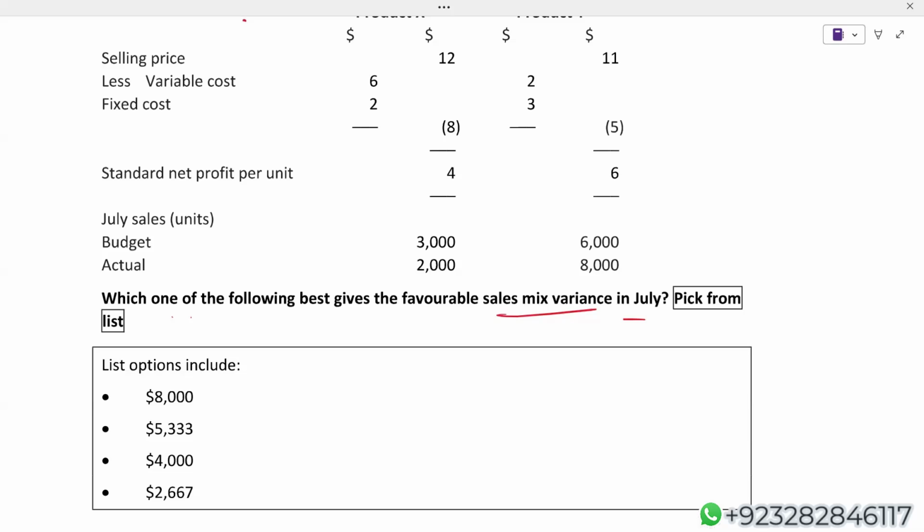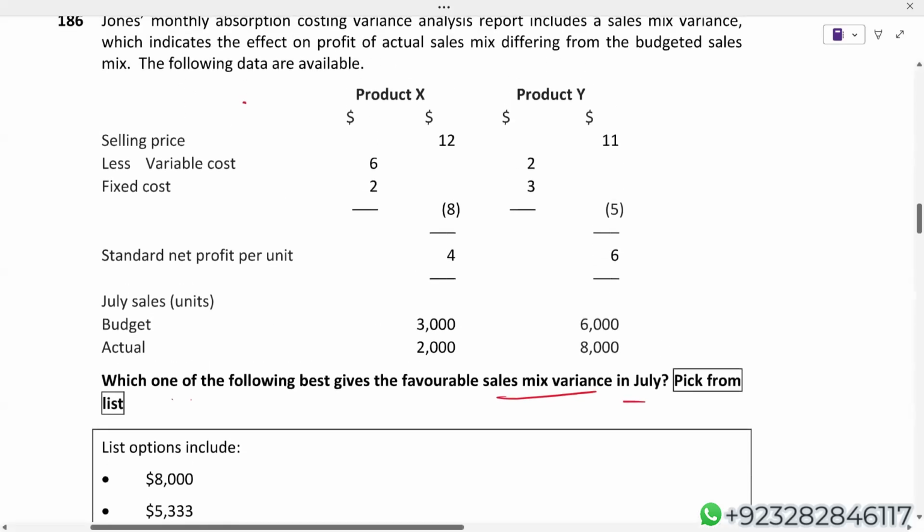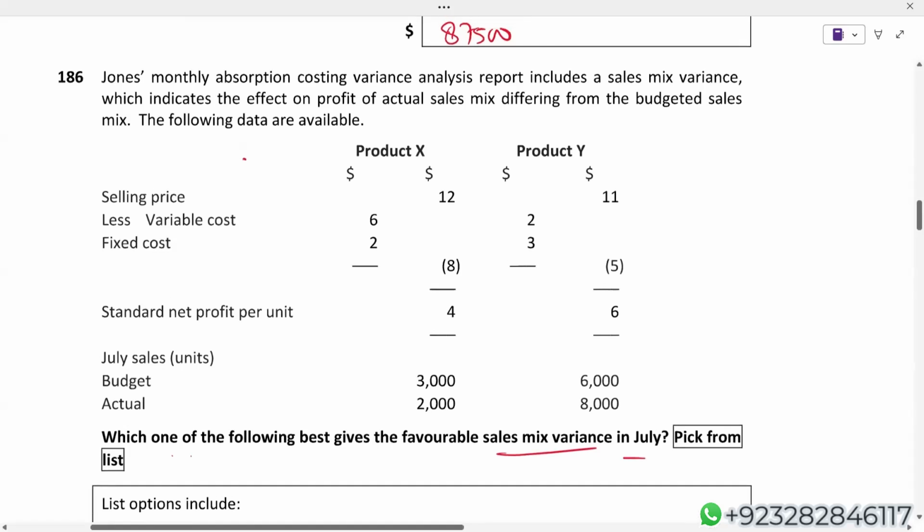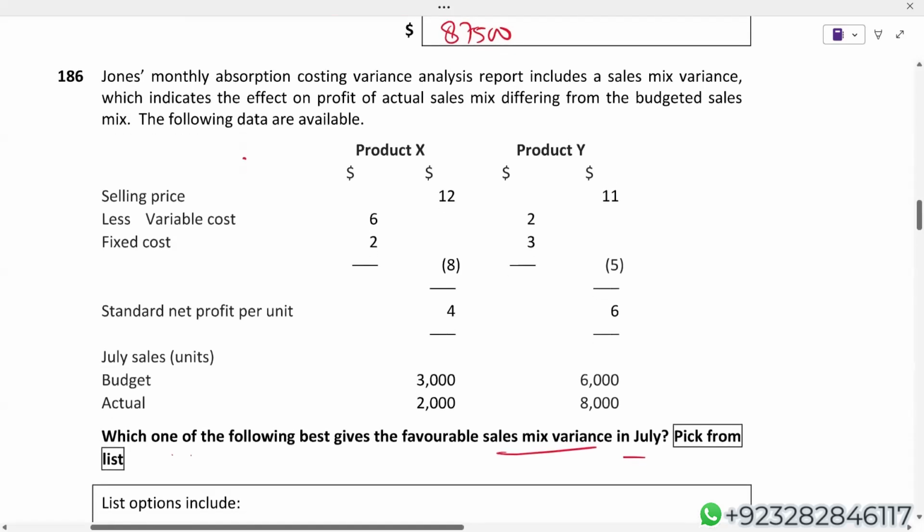I really want every one of you to attempt this quickly. I think this should be done within 2 to 3 minutes. Let's see who will reply now. Which one of the following best gives the favorable sales mix variance? They have given us the actual sales units, which work as actual quantity into actual mix. The examiner has given us budgeted units as well, and by using these budgeted units, it gives us the ratio. You can say the ratio is 3:6.